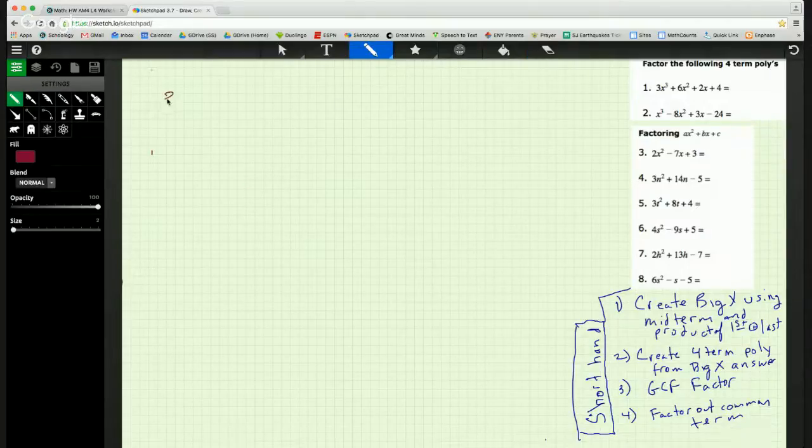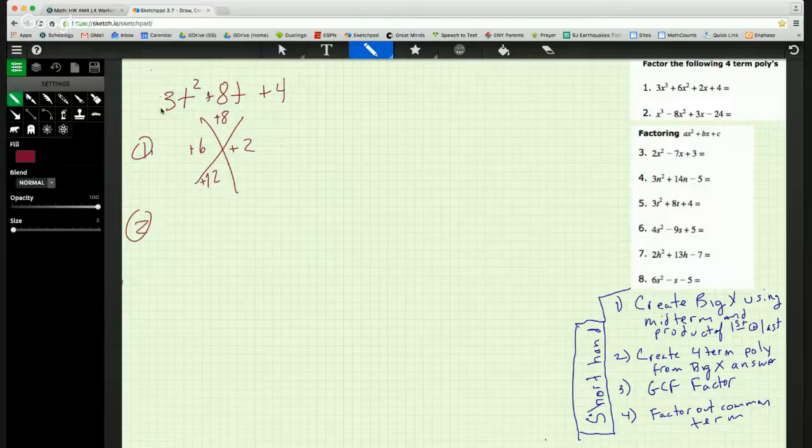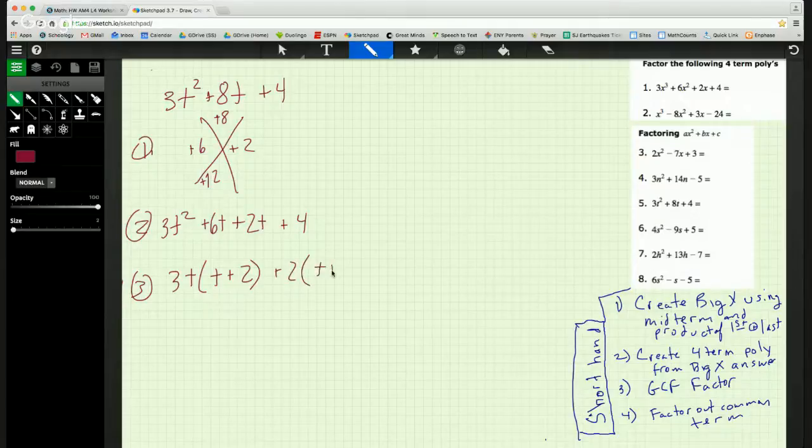Let's see, 3t squared. Another thing might just be remembering what the variable is that we're dealing with, plus 4. So now we're going to do a big X. We put our positive 8 here and our positive 12 here. 6 and 2, does 6 and 2 work? 6 and 2, plus 6 plus 2. That's step 1. Step 2 says copy down, and we get 3t squared and a plus 4 plus 6t plus 2t. Step 3 says factor 3t times t plus 2 plus 2 times t plus 2.